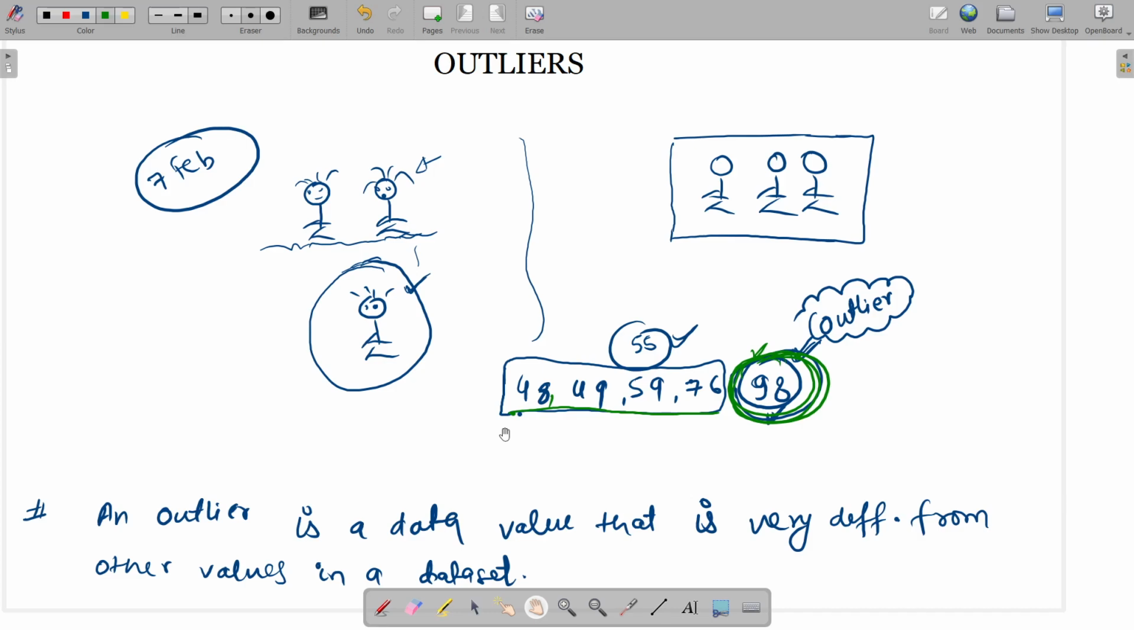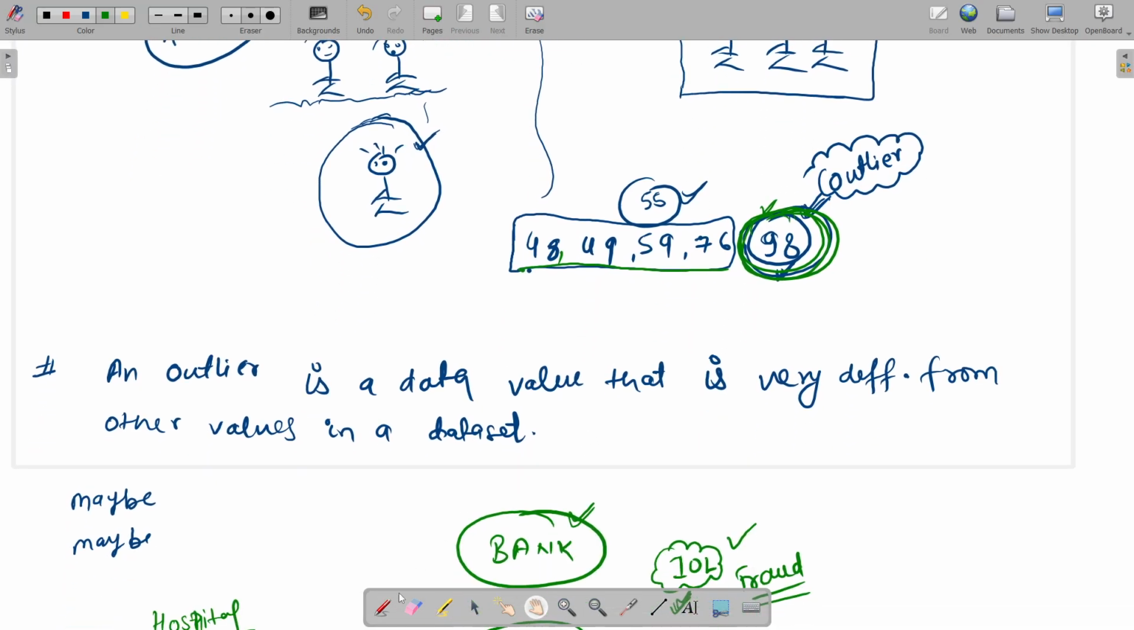Hello everyone. So in the last class we learned about outliers. Here I had written one data set: 48, 49, 59, 76 and 98, and here 98 is an outlier. With this definition we defined the outlier.